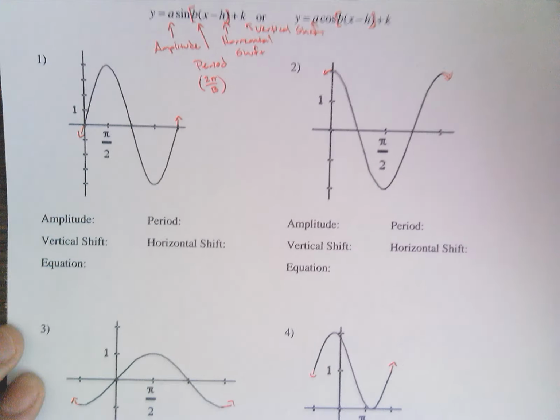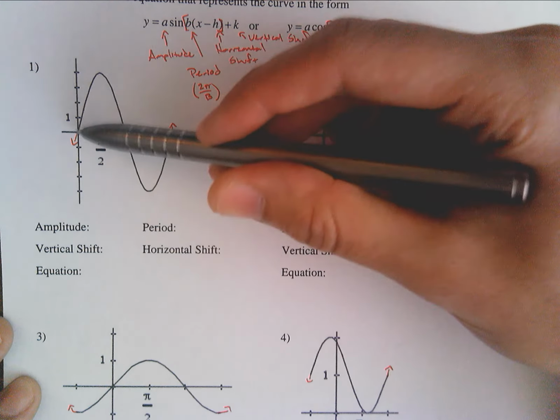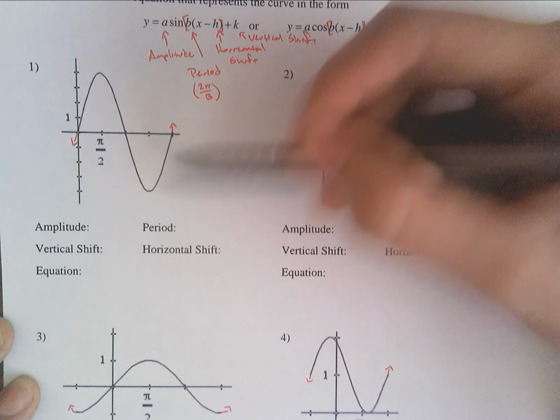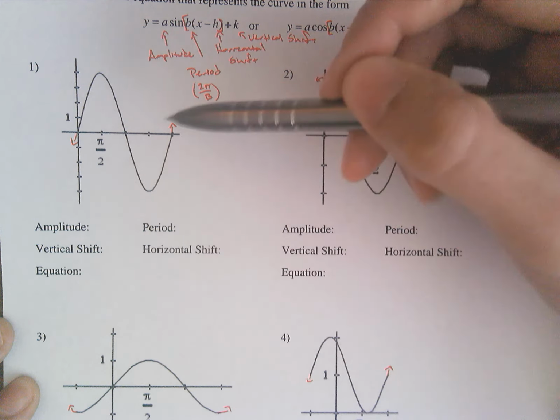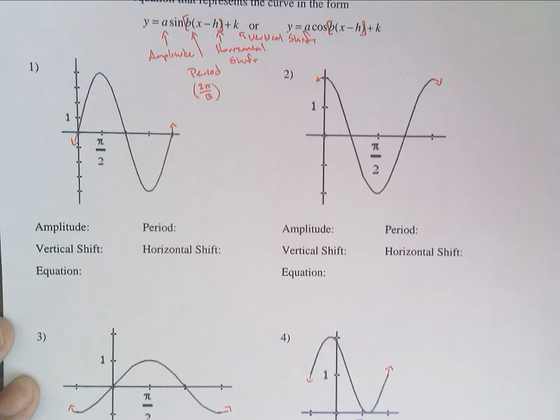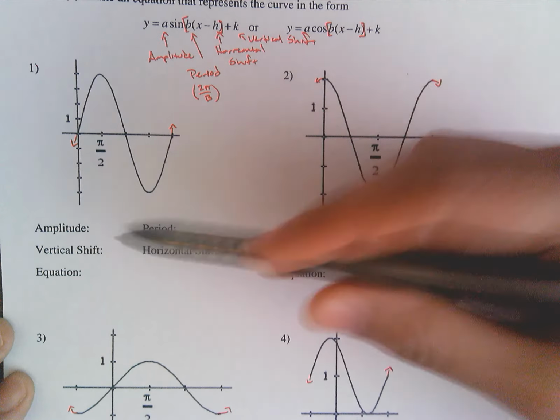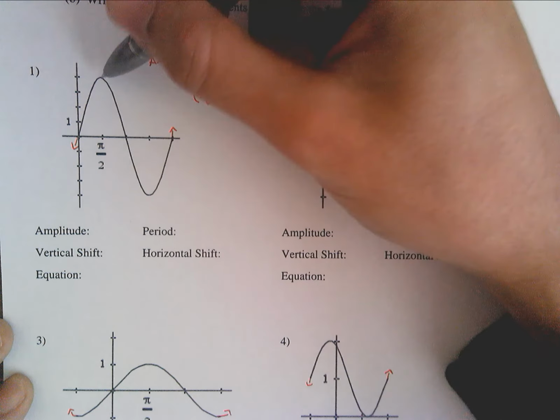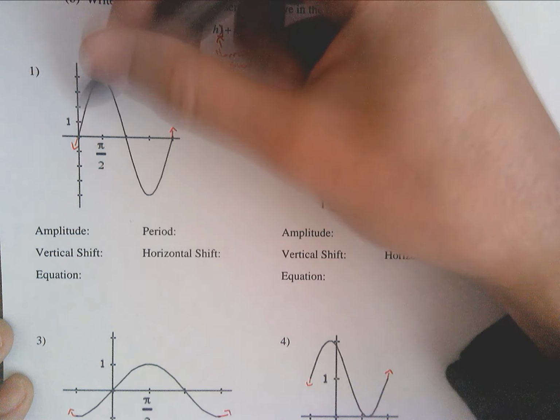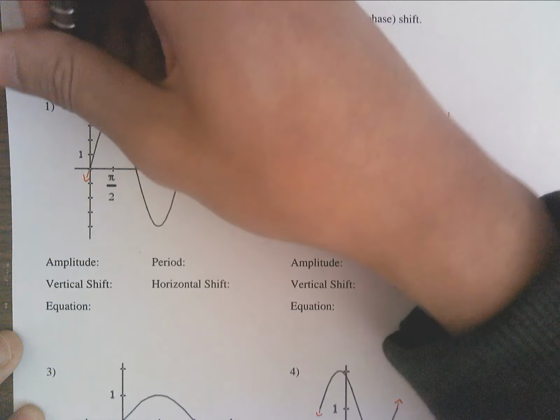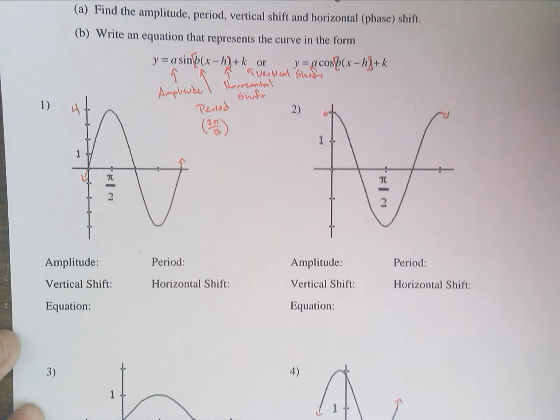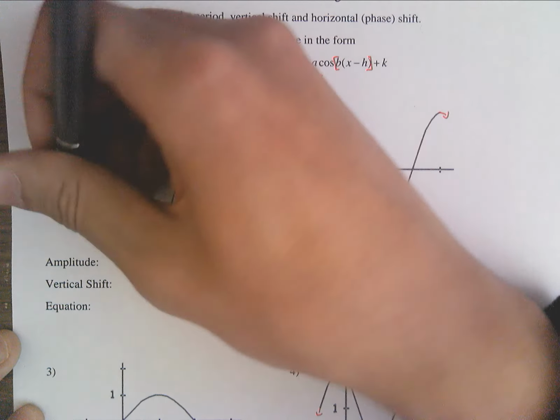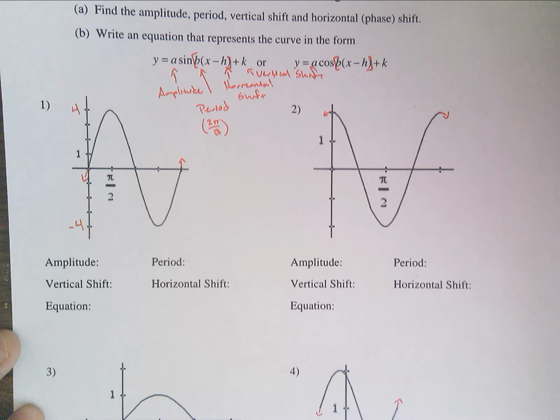So for number 1, I see that we've got this wave here. It starts at the midline, hits a max, hits a midline, minimum, and then returns to a midline. I'm looking at this and I'm thinking this is the positive sine graph. Now, in order to find the amplitude, we have to determine what are the max and min. Well, we have a max all the way up here. We have a max of 4 at x equals pi halves. We have a minimum all the way down here at negative 4. So our max is 4, our min is negative 4.